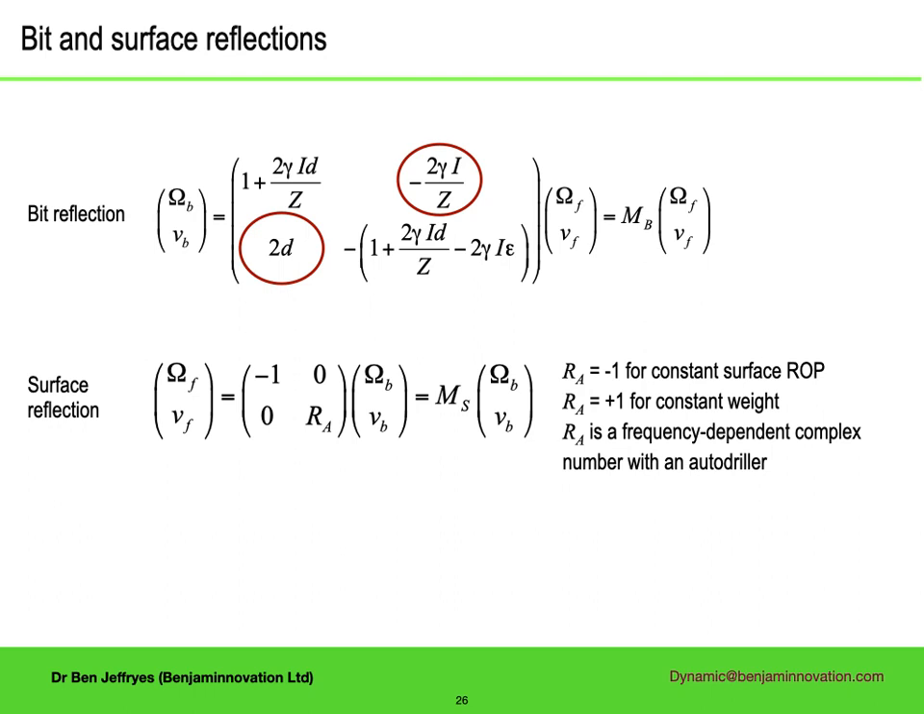At the surface, I'm calling the reflection coefficient for axial waves Ra. If there is constant surface velocity, the reflection coefficient Ra is -1. If there was some way of achieving perfect weight control, the reflection coefficient would be +1. In general, with an autodriller, the reflection coefficient is going to be a frequency-dependent complex number, where here I am writing G for the Fourier transform of the weight filter in the autodriller.